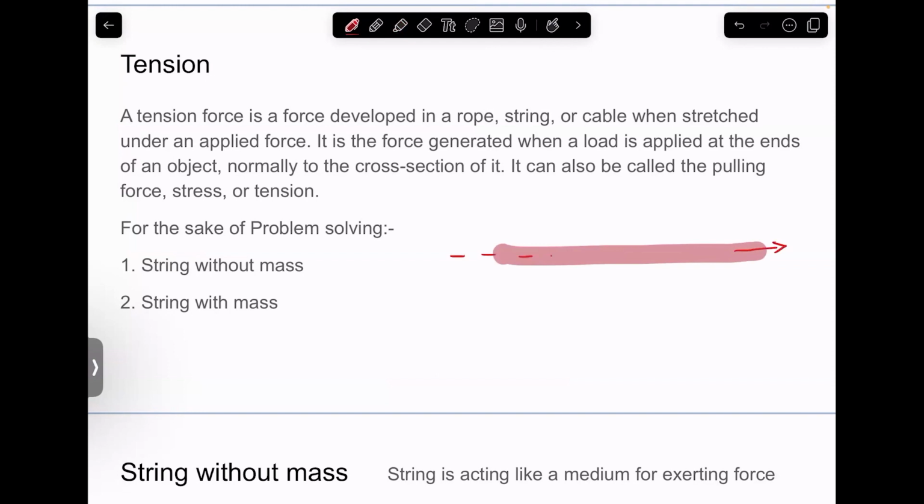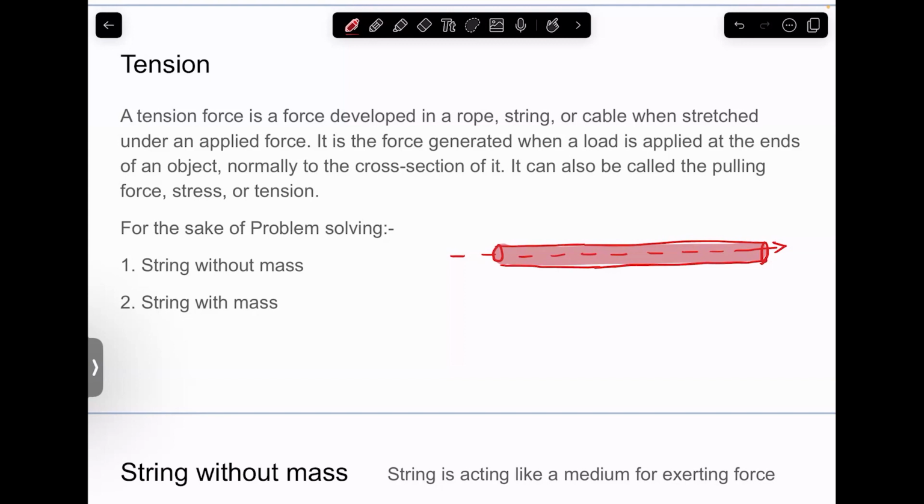Axial means along the axis. For example, if you consider the string as a cylinder, then this is transmitted along the axis of the cylinder. That is called axial transmission. So tension is a pulling force which is transmitted axially, and we will observe this kind of force mainly in a string, chain, rope or similar objects, which we basically treat as one-dimensional objects.